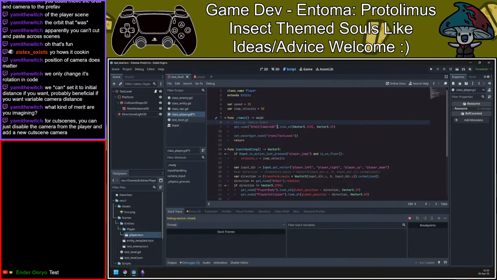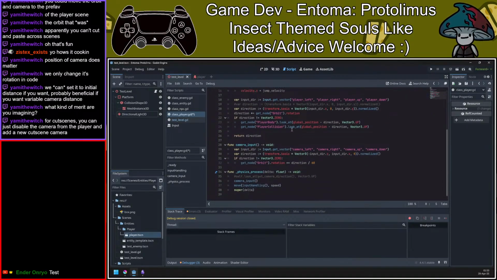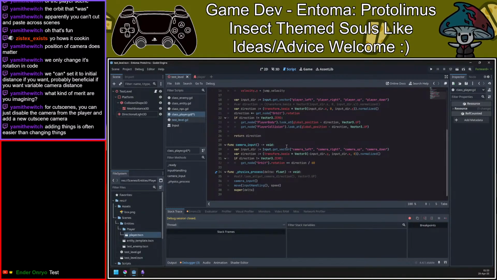Disable the camera from the player and add a new camera. Yeah, I suppose that's true. Or alternatively, you could add some sort of boolean here, so you can just disable camera control, and then just move the player camera. Adding things is often easier than changing things.